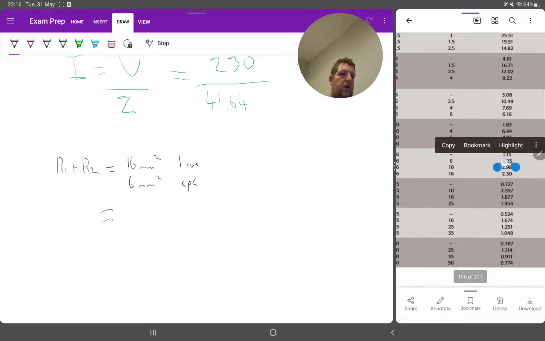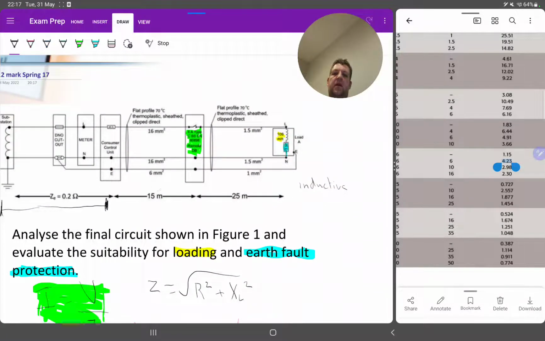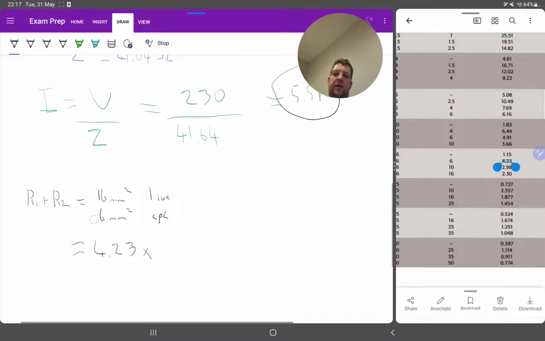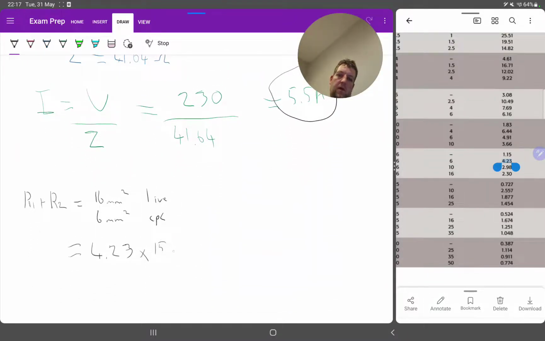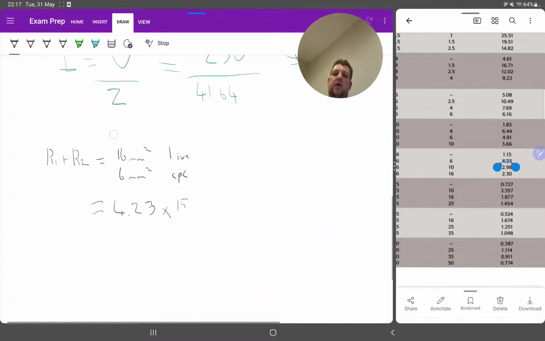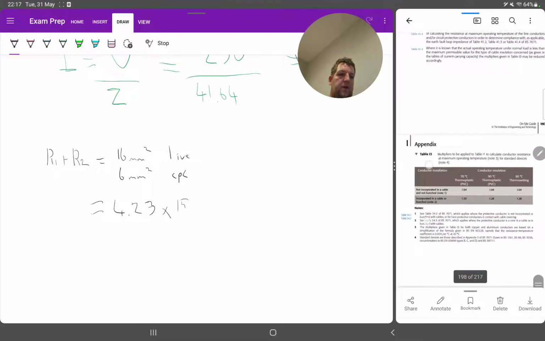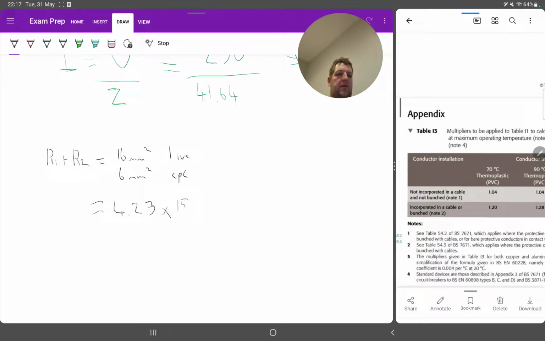So 4.23 there. And we need to times this by the length. So the length of the cable is 15 meters. So we times this by 15. And this cable is flat profile, 70 degrees sheathed, so it's twin and earth cable. So this has got a rating factor. If you go to the on-site guide, go to page 198, it's 70 degree thermoplastic incorporated in a cable or bunch, so it's got a correction factor of 1.2. So we times this by 1.2.